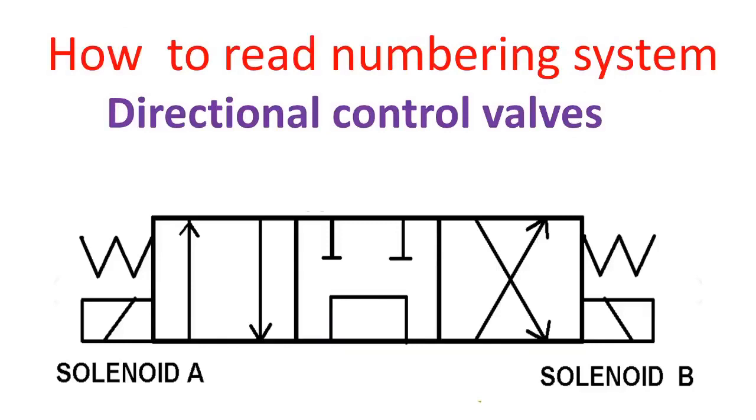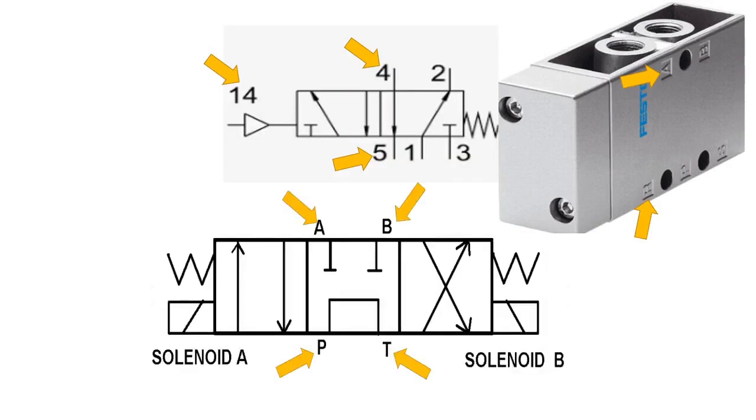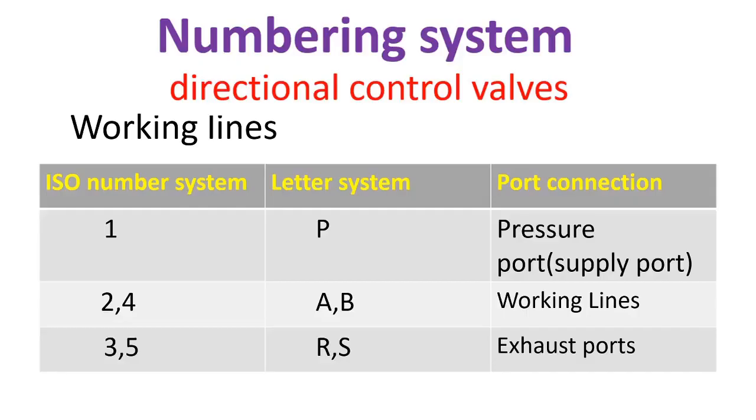Our next topic is how to read the numbering system of directional control valves. If your directional control valve uses numbers or letters for its ports' directions, here's the equivalent for the numbers and letters. For number 1 and letter P, that is the pressure port or supply port. For numbers 2 and 4, or A or B, those are working lines. For numbers 3 and 5, or R and S, those are exhaust ports.